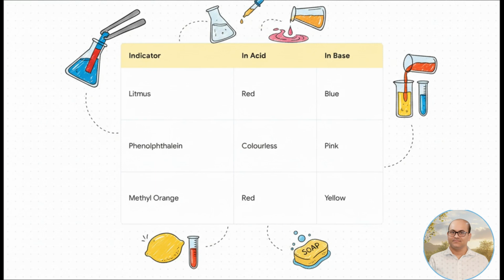I'm sure you have all used the most famous one in your school lab, litmus paper, right? The rule is very simple to remember. An acid will turn blue litmus paper red. Think of it like acid is danger, so it shows a red signal. And a base does the opposite. It turns red litmus paper blue. There are other detectives also, like phenolphthalein and methyl orange, who help us solve the case.